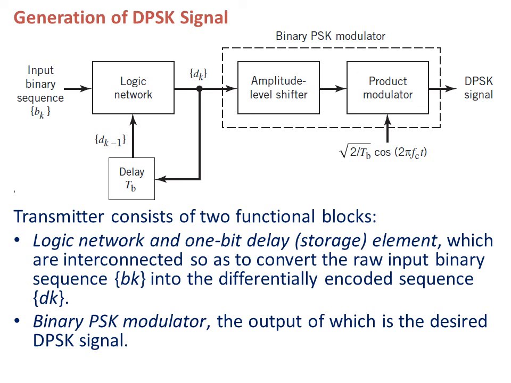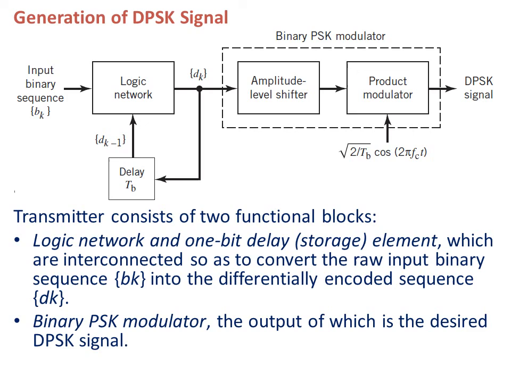If you look into the block diagram, the input binary sequence, that is BK, is fed into the logic network. The other input to the logic network is the delayed version of DK. So the XNOR operation between the input binary sequence BK and the delayed version of the encoded sequence DK minus 1 takes place, and the output of the logic network is the differentially encoded representation of the signal, that is DK.